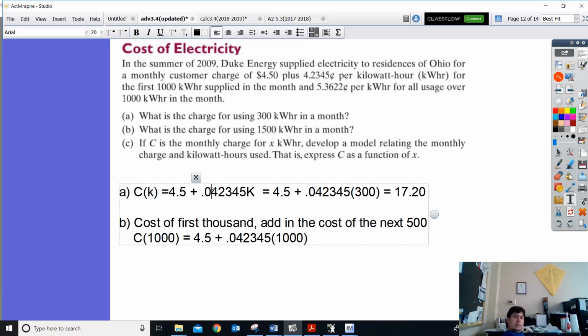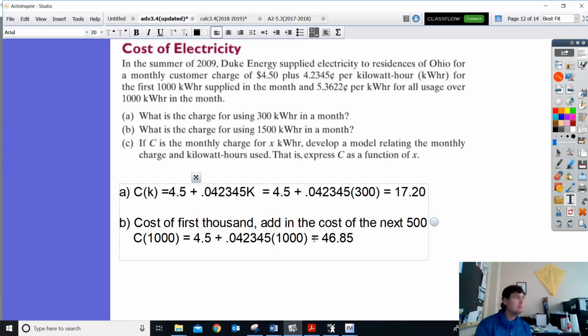$42.35. Was it $46.85? Yeah. Should be $46.85. Anybody any issues with that? Makes sense. Then we're going to find the cost of the next 500.